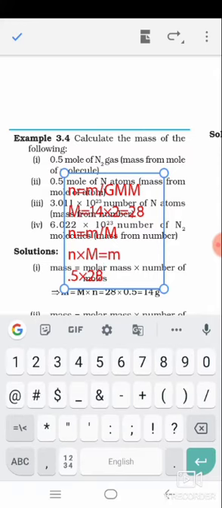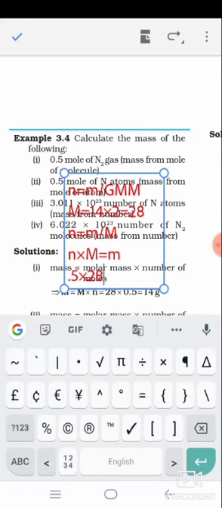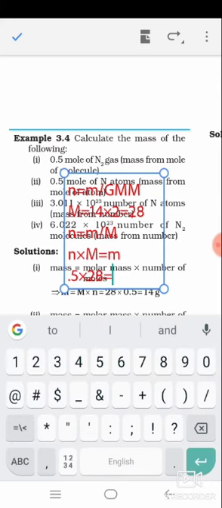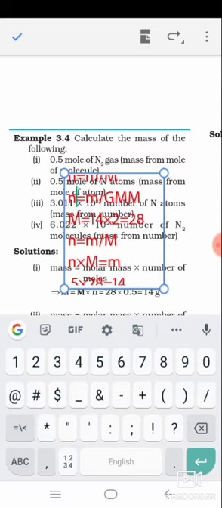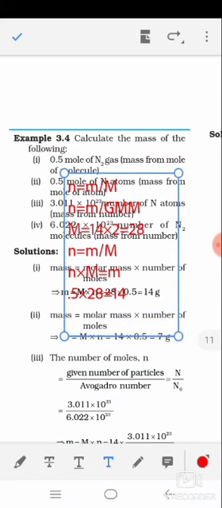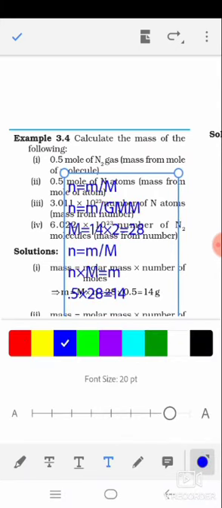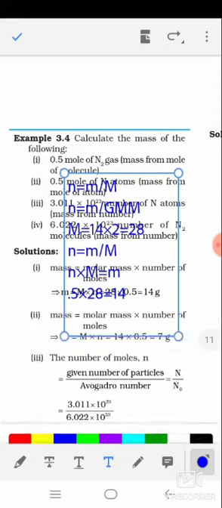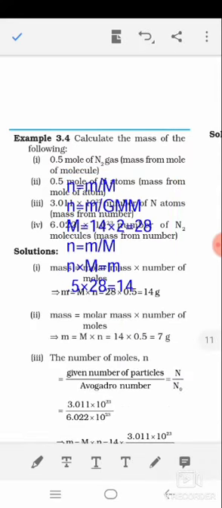That is equal to 14. Okay, so your answer is 14. So these are the steps for this calculation. How do you find it? Number of moles is equal to m by M, where M means given mass by molar mass.